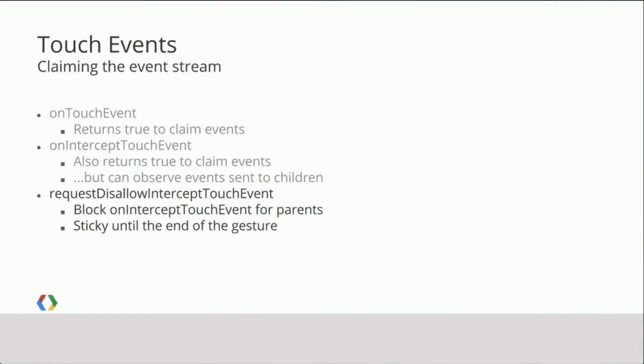So to handle this case, we have this method. Once again, what is it with our framework having all these mouthfuls of constants and methods in here? So we have to be very specific in the names. Right. So we have requestDisallowInterceptTouchEvent. Now, by calling this method on a parent view, a view can stop the parent's onIntercept method from being called for the remaining events in the gesture.